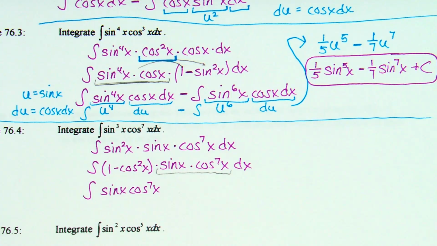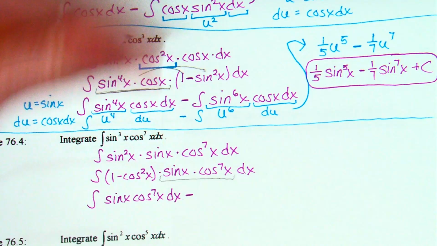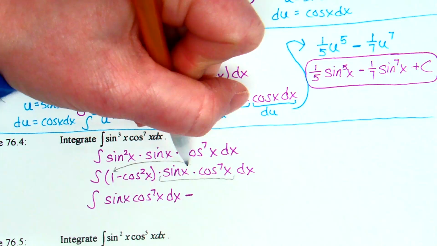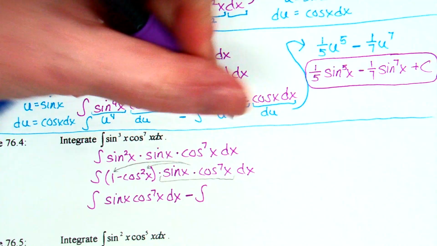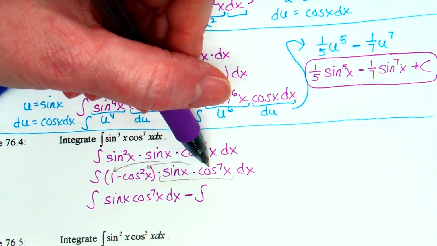Now minus. So the first time we distribute it to 1. This time we're going to distribute those two terms to cosine squared. So if it's cosine squared times sine cosine 7th, I'm now going to have the sine x and a cosine to the 9th x dx.